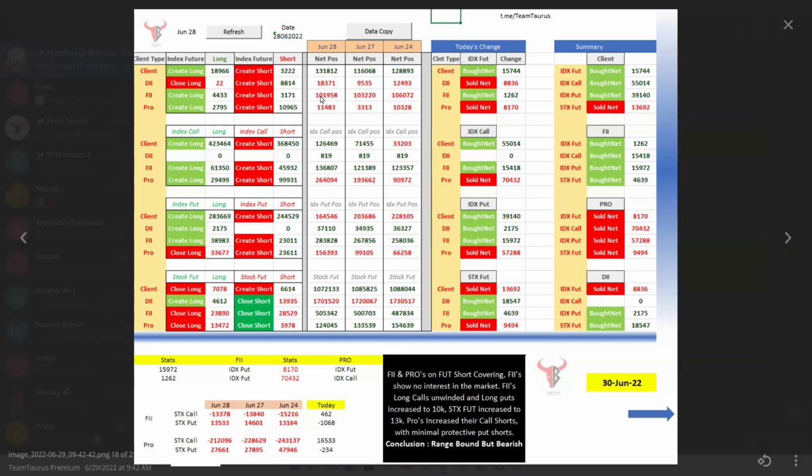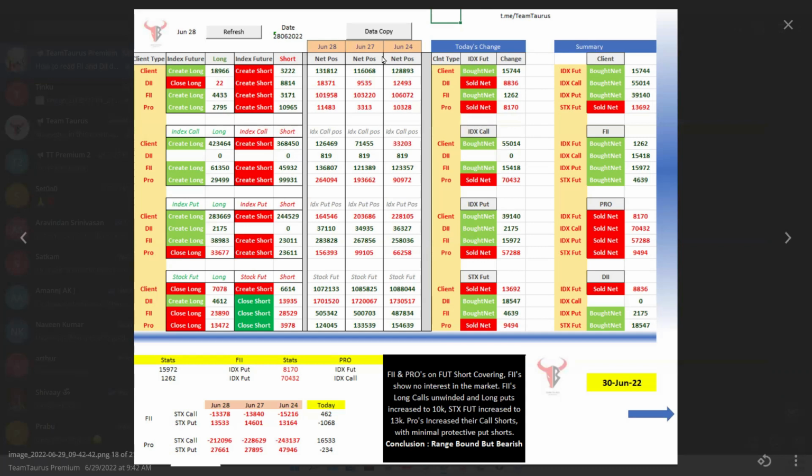So what did we see here? We are only analyzing FII and pro data. Who are FIIs? Foreign investors. Who are pros? Pros are none other than our brokers like Zerodha, Upstox, and so on. DIIs are domestic investors, and clients are none other than retailers, that is us, individual account holders. Now, let's see what's going to happen here. How do we interpret this?